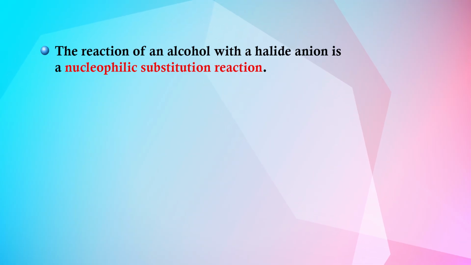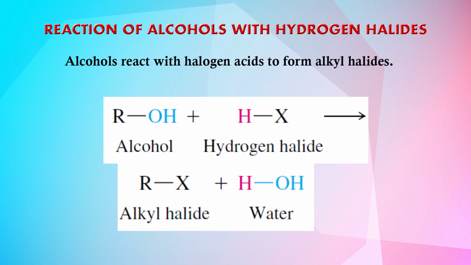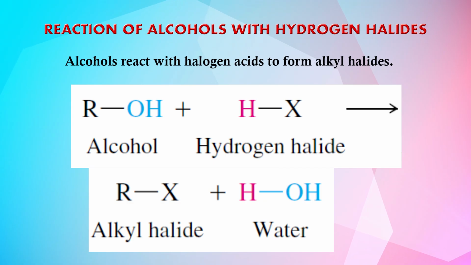Now we know that the reaction of alcohol with a halide anion is a nucleophilic substitution reaction. That is, when we carry out the reaction of alcohol, say with HBr, it is an example of nucleophilic substitution reaction in which bromide anion will act as a nucleophile. So we say a halogen, usually chlorine or bromine, replaces a hydroxyl group attached to carbon, resulting in formation of alkyl halide. As you can see on your screens, I have shown you a reaction where an alcohol is reacting with a halogen acid, resulting in formation of alkyl halide and water. This is the general representation of a reaction.